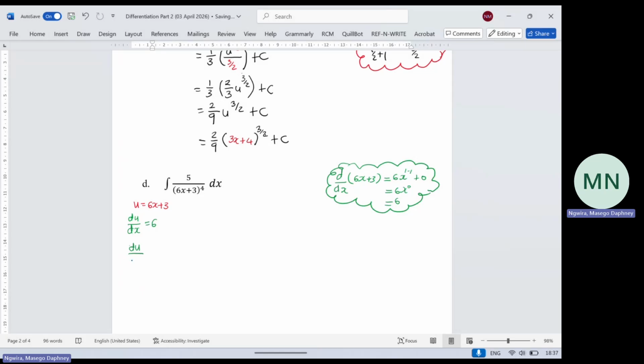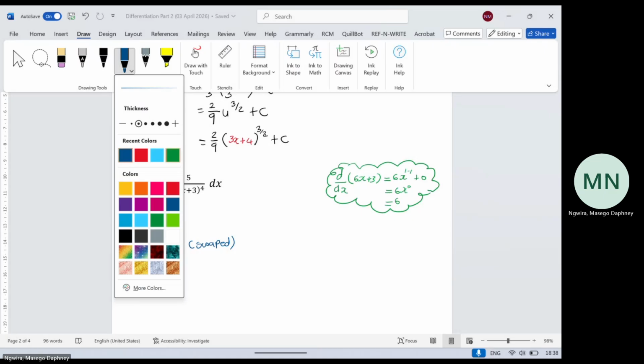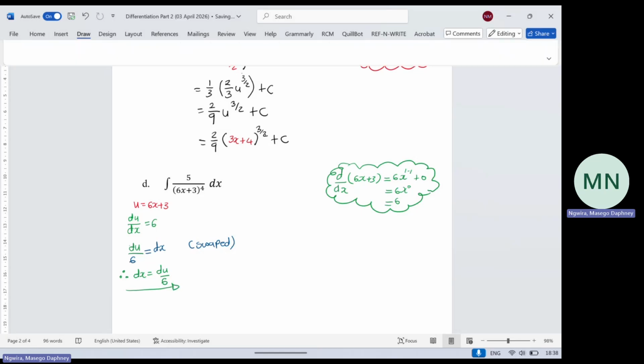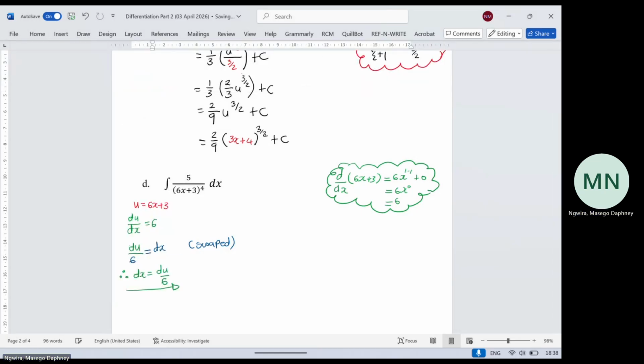So this will be over 6 and then equals dx. What did I do? I swapped 6 with dx. So therefore my dx is equal to du over 6. So wherever I see dx, I'm going to put du over 6. And wherever I see the original expression, I'm going to put u. Okay, now let's integrate.